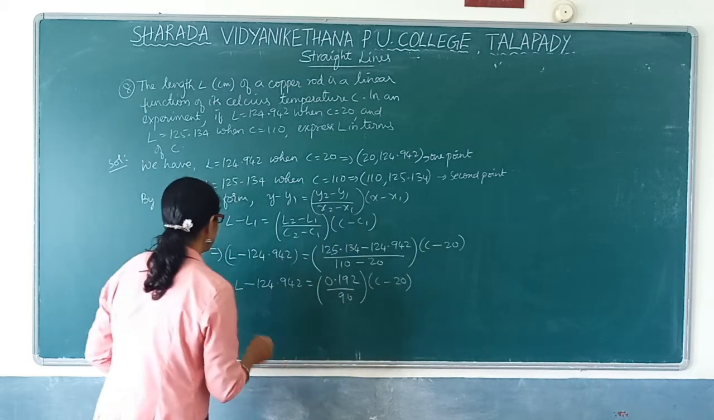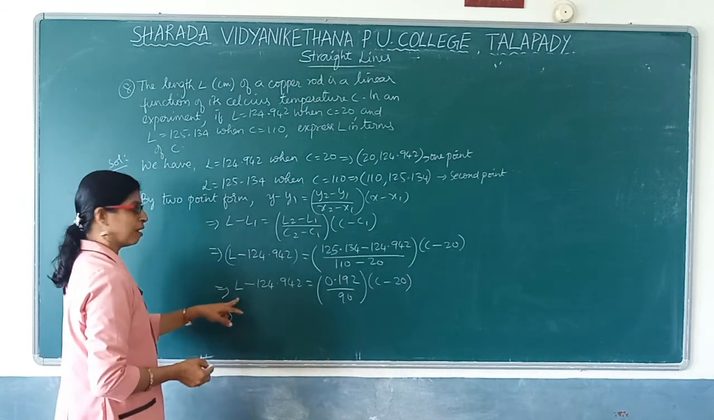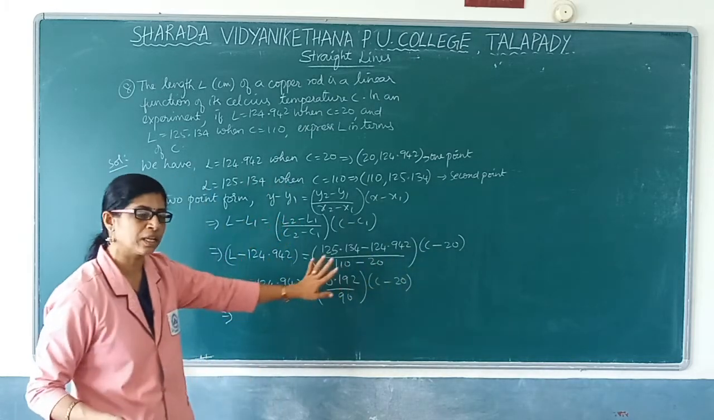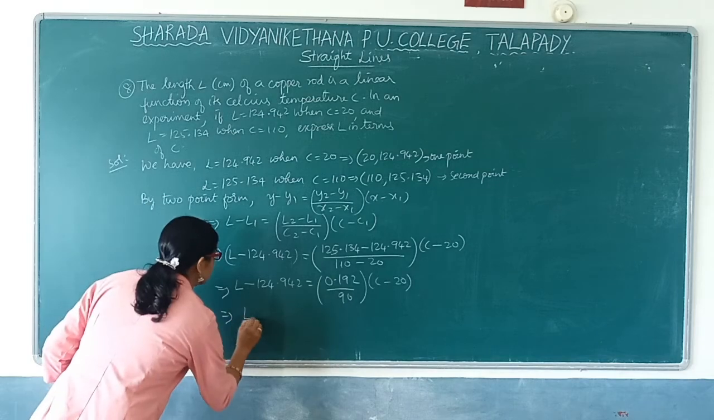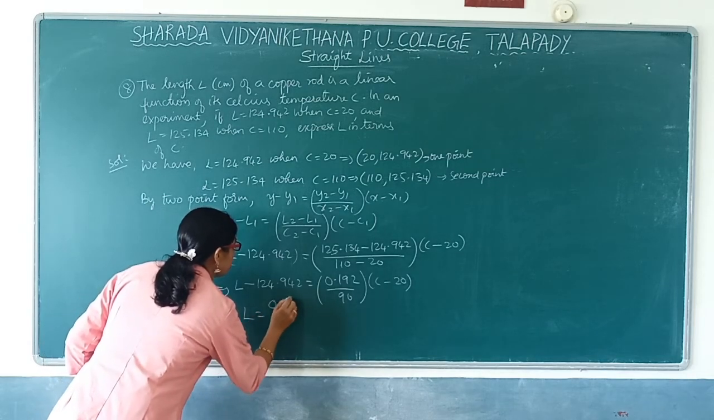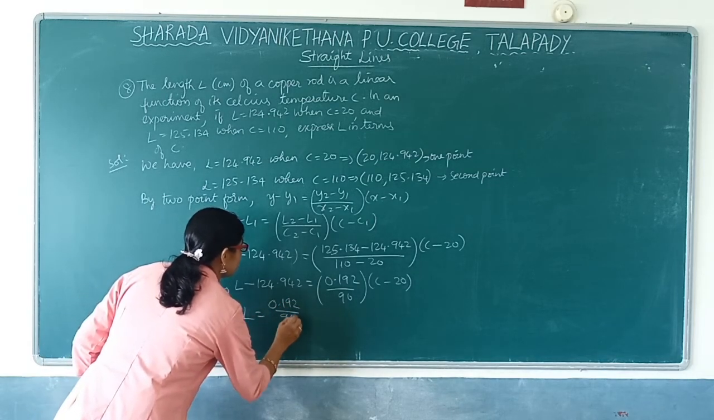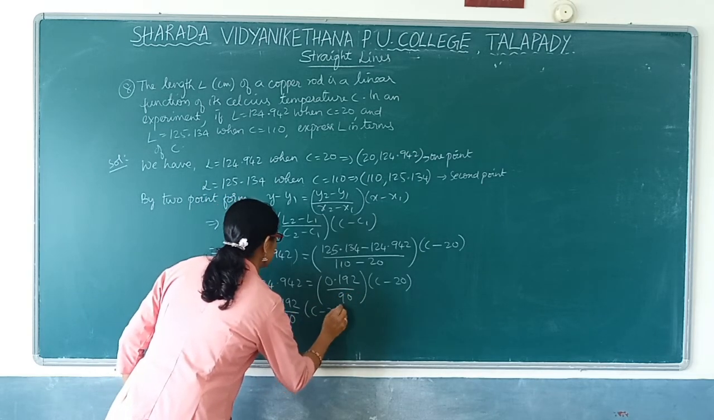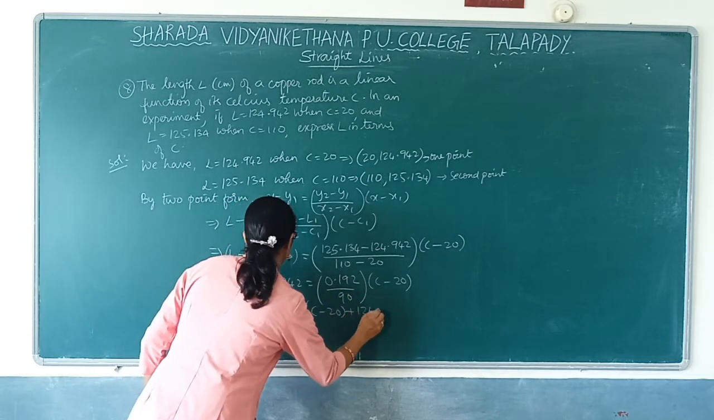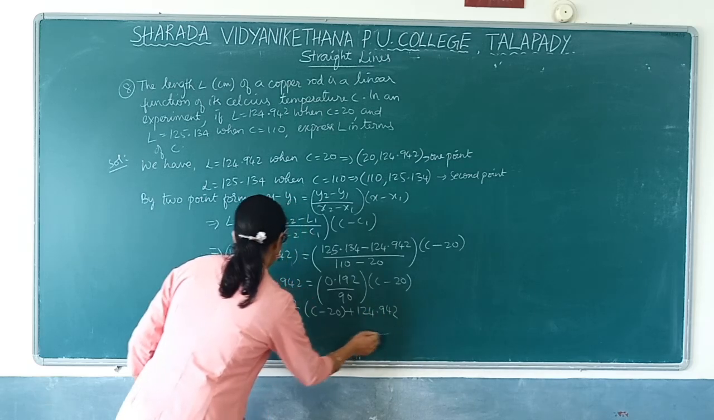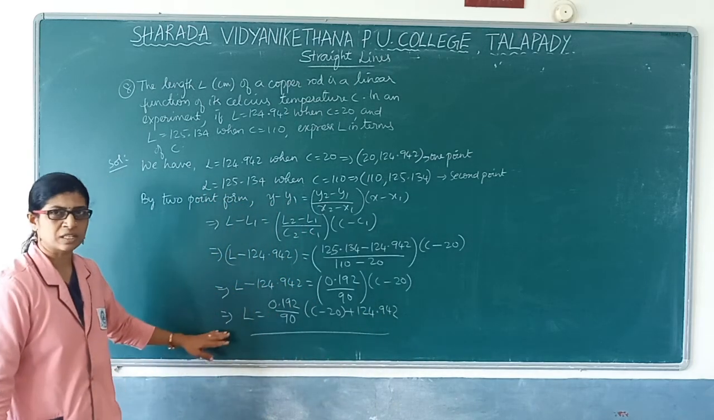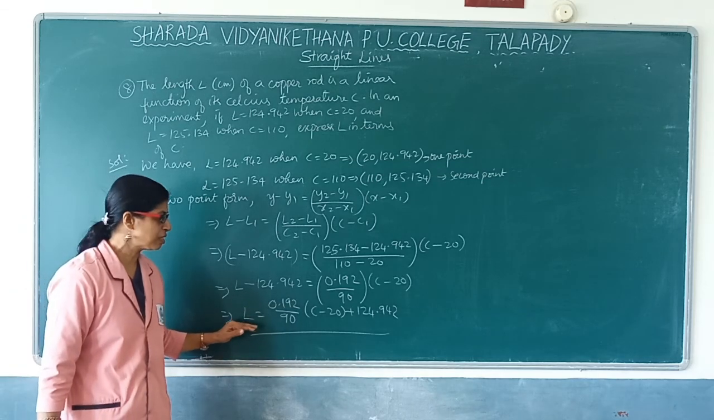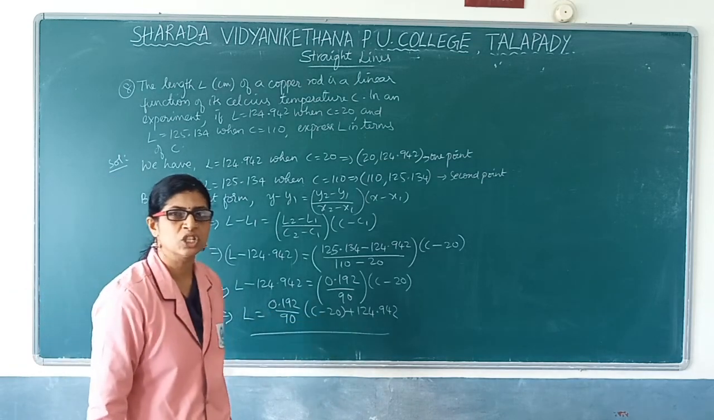So what you have to do is, we want it in terms of L, so transfer this term to this side. Don't simplify this, you can keep it as it is. So L is equal to 0.192 by 90 into (C minus 20) plus 124.942. So this is a relation which connects L and C. L in centimeters is expressed in terms of Celsius temperature.